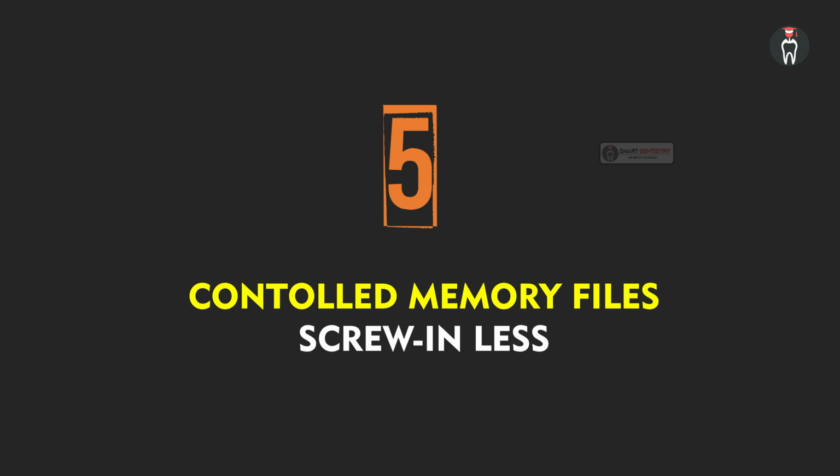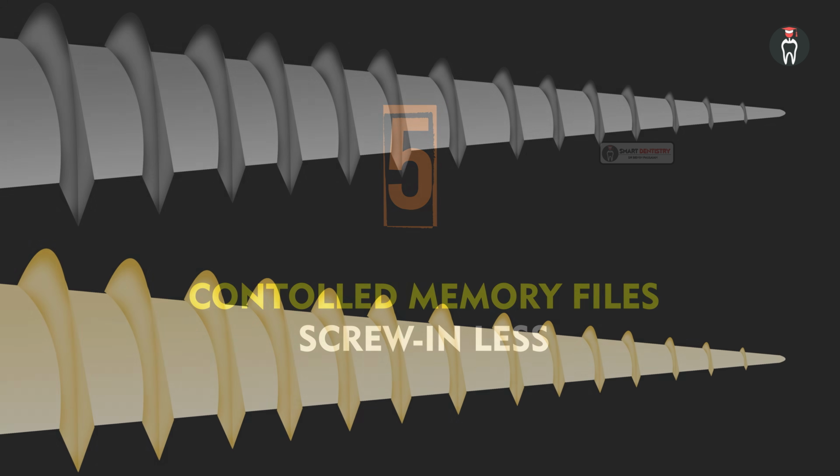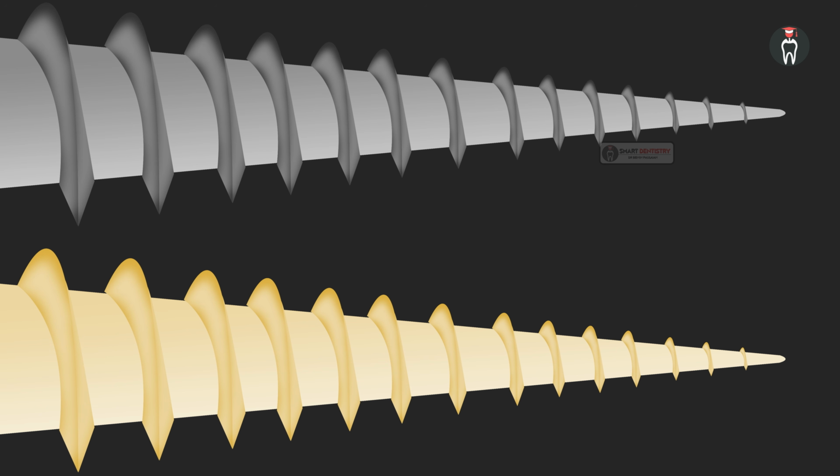The last feature that you are going to see is the function of the controlled memory files. The controlled memory files are heat-treated files, and they screw in less compared to the conventional austenitic files. For example, the files which come in golden color or blue color are all heat-treated or controlled memory files. The conventional files, which are usually in the color of stainless steel, the austenitic files, the ProTaper Universal, the K3 files, the iRace files, all these files are austenitic files or the conventional types.